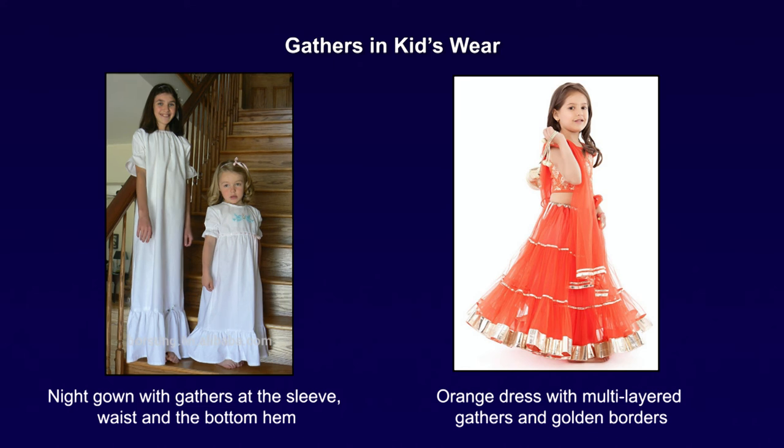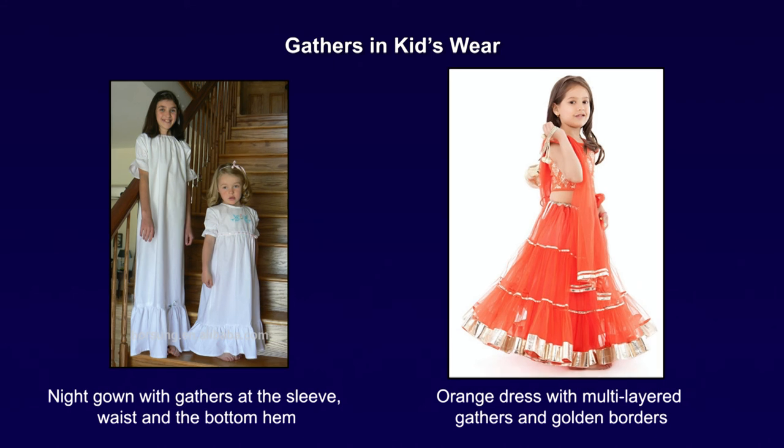On the left, we can see a nightgown with gathers at the sleeve, at the waist, and at the bottom hem. On the right is a traditional kids' wear orange dress with multi-layered gathers and golden borders.